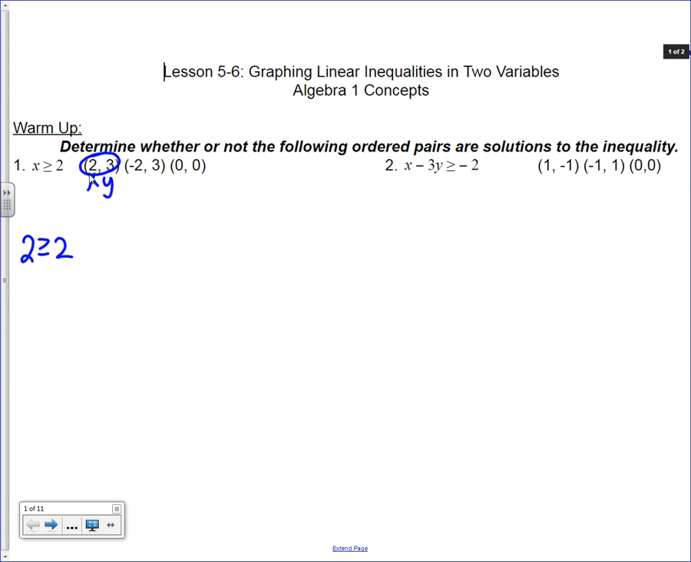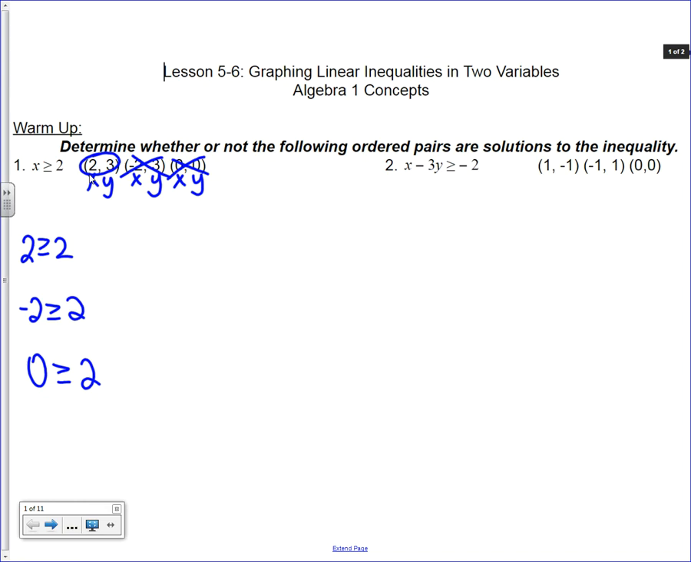So that's an answer. If I look at the second ordered pair, what am I plugging in for X? Is negative 2 greater than or equal to negative 2? No, it's not. So that's not an answer. And the third one, what am I plugging in for X? A 0. If I put a 0 in there, is 0 greater than or equal to 2? It is not. So of those 3 ordered pairs, only one of them is a solution.